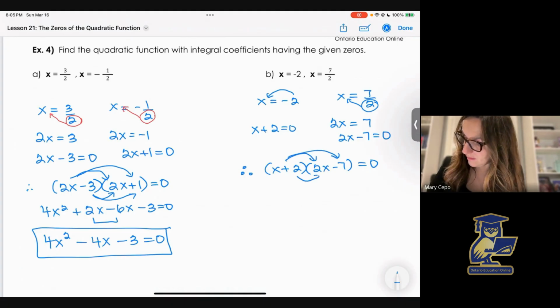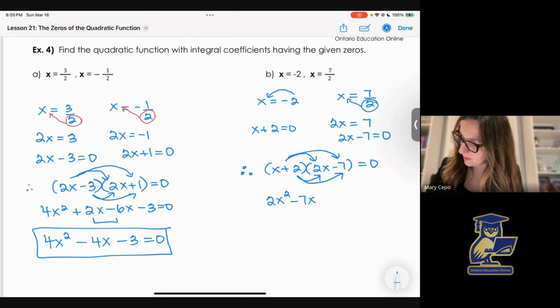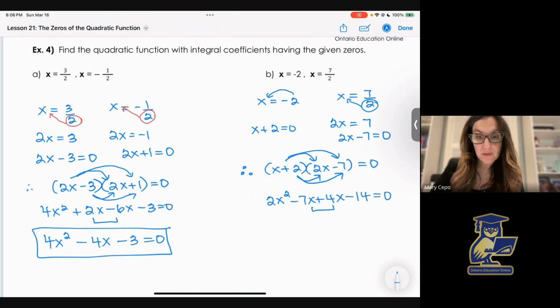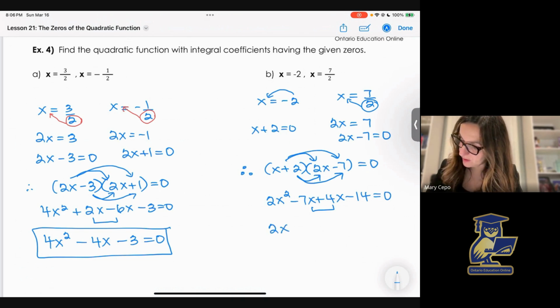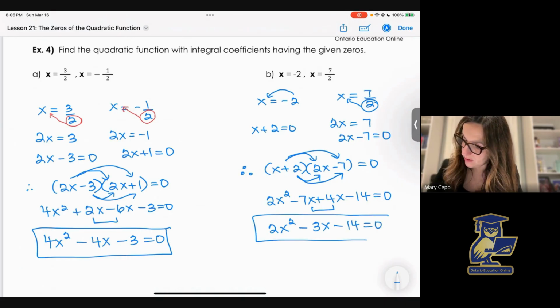Expanding, x times 2x, which is 2x squared, minus 7x plus 4x minus 14 is equal to 0. Okay, simplifying our like terms, we have 2x squared minus 3x minus 14 will equal 0.